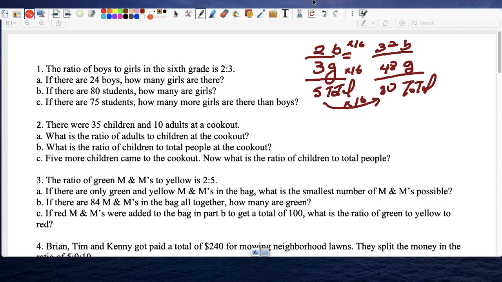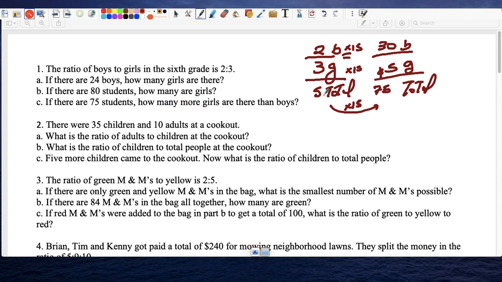Okay. If there are 75 students, okay, so again, let's go back. Let me erase this. Now they're saying that the total is 75. What's the relationship here? Right, it's times 15. So let's figure out how many boys and girls there are. First of all, so times 15, times 15. So that means that I'm going to have 30 boys. 3 times 15 gives me 45 girls, and I can now answer C.